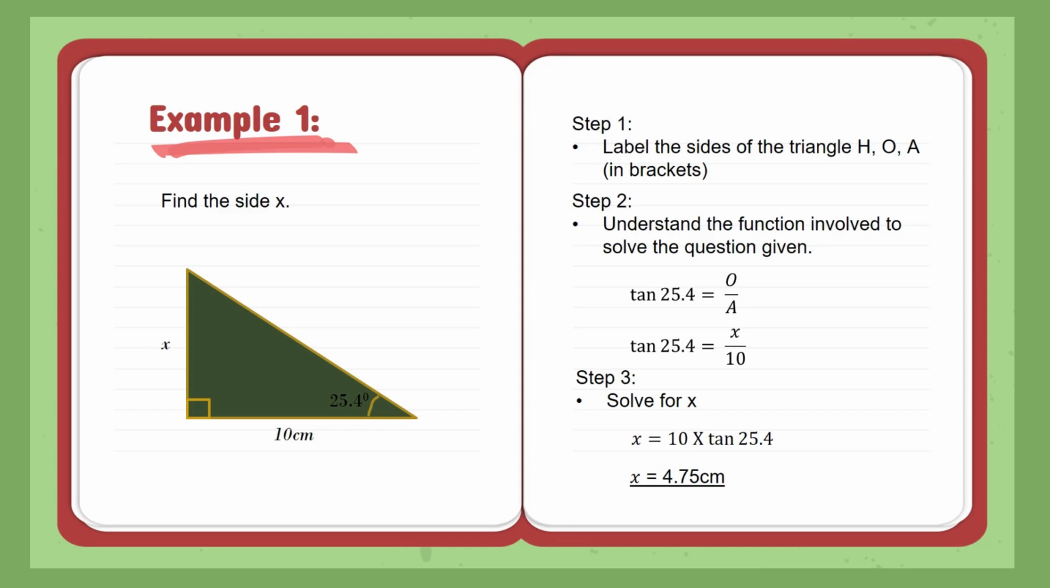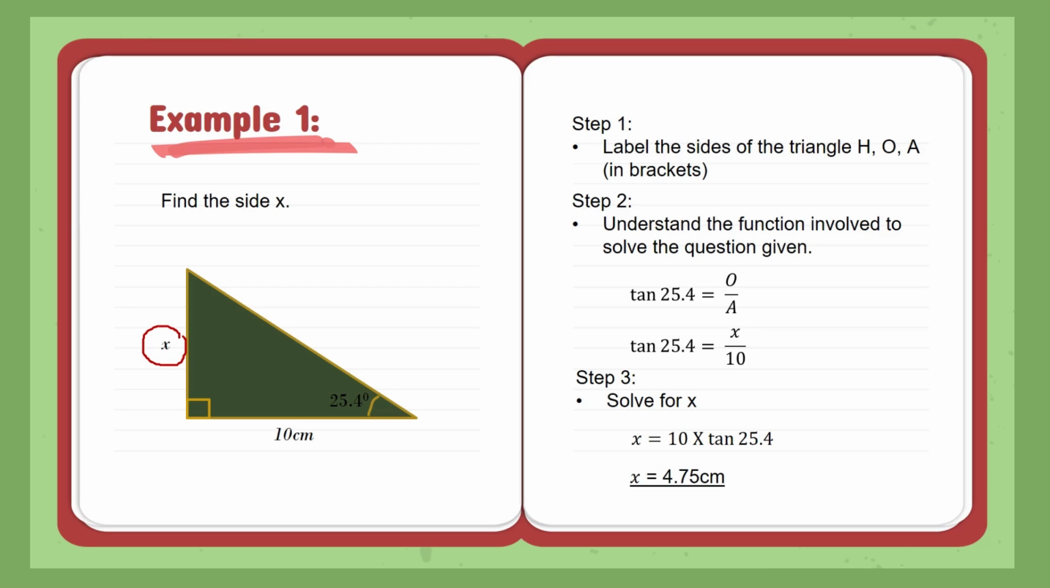Alright, let's discuss the first example. Looking at this triangle here, we are going to find x. We don't know the side. We are going to solve this example using 3 steps only. The first step is to label the sides of the triangle: hypotenuse, opposite and adjacent. Let me first name those.